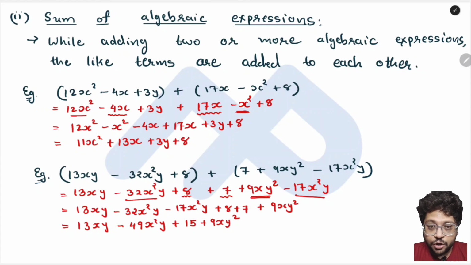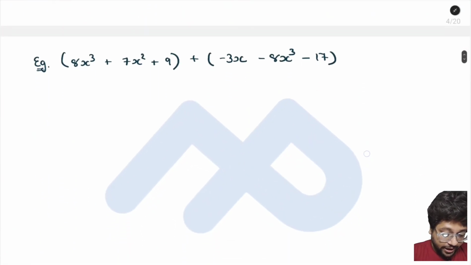So this is how you add the algebraic expressions, by first opening the brackets, keeping the like terms together, and then in the end adding or subtracting the like terms and simplifying. I hope it's clear. Now let's see another, third example also.